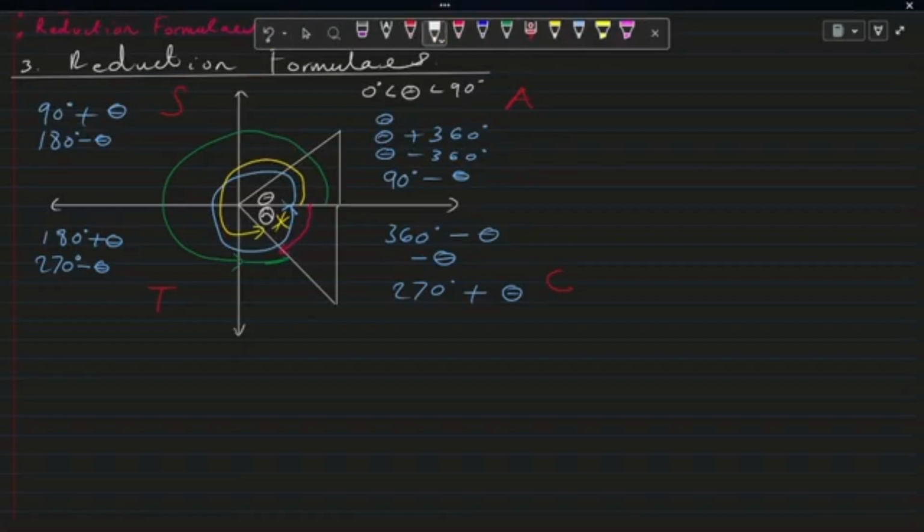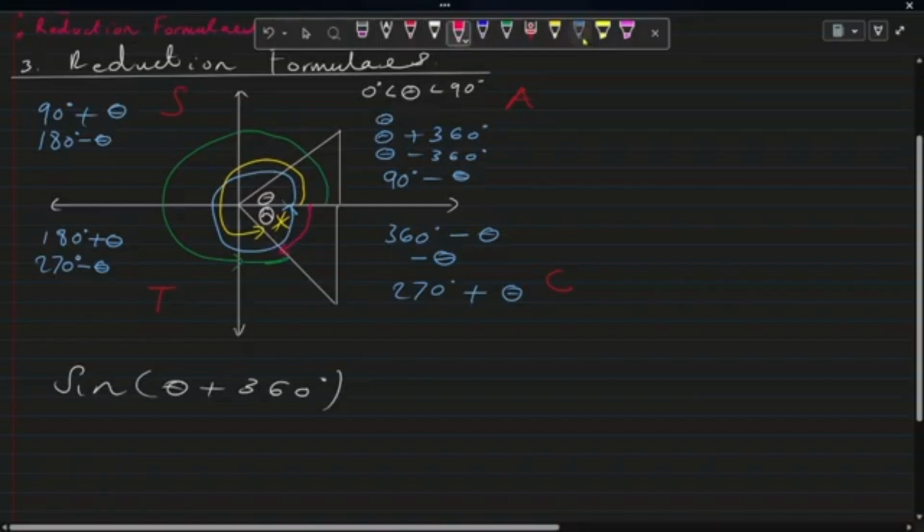Now, let's say we are given a situation whereby we are given sine of theta plus 360 degrees, and then we have to simplify this.